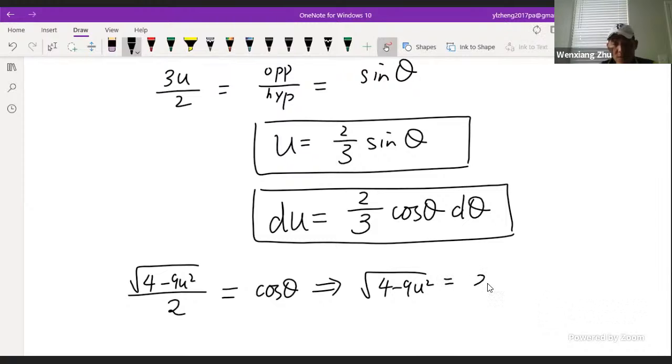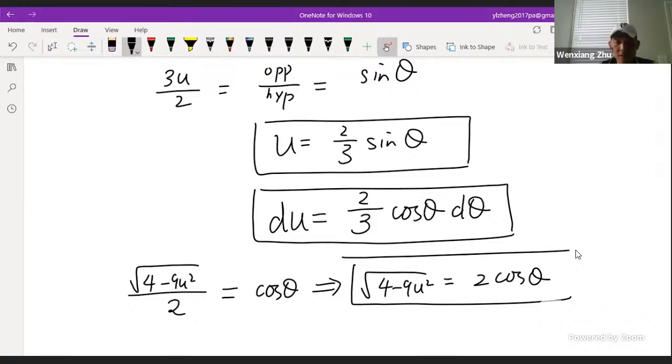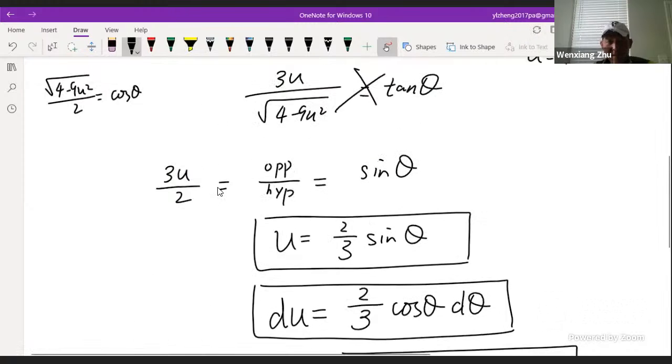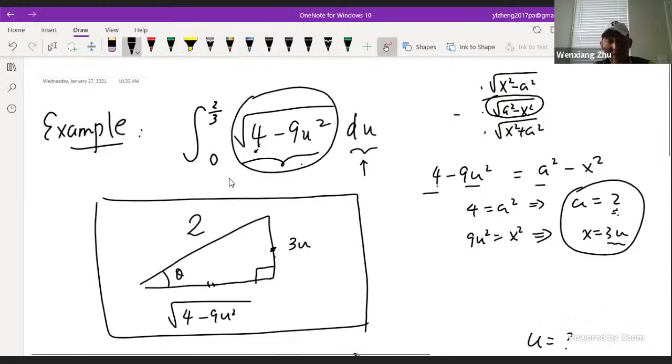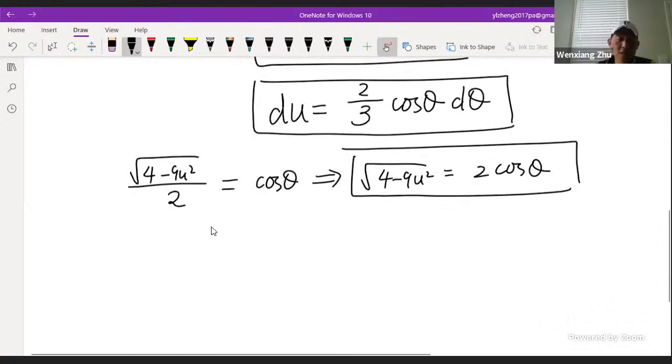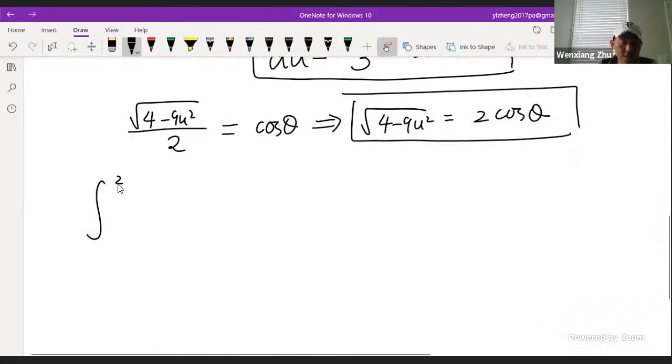I end up with this one just equal to 2 cosine theta. All right, so this is what we need, okay? And you can see by using trig functions, the square root is gone. So now the original problem, let me copy that down again.